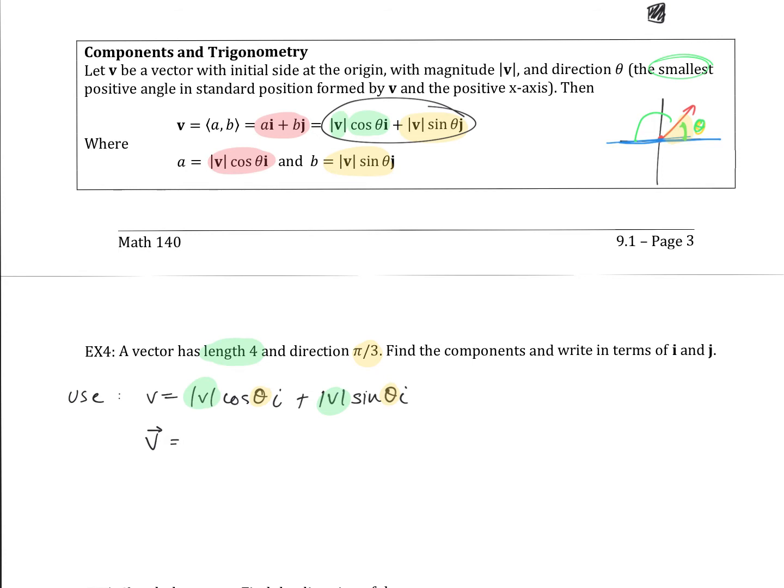And once again, we do not put i and j in. Just remember, i is the same thing as (1, 0), and j is the same thing as (0, 1). So we're not going to be swapping those out for something. Okay, so magnitude: 4 cosine of pi over 3, i, plus 4 sine of pi over 3, j. Oops, that should have been a j earlier. Now we just have to evaluate cosine of pi over 3 and sine of pi over 3. So at pi over 3, what is cosine?